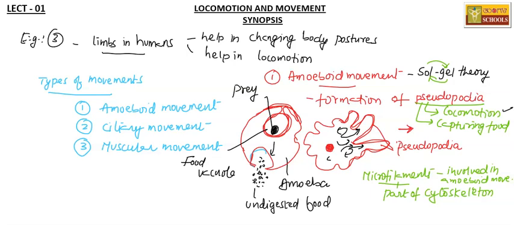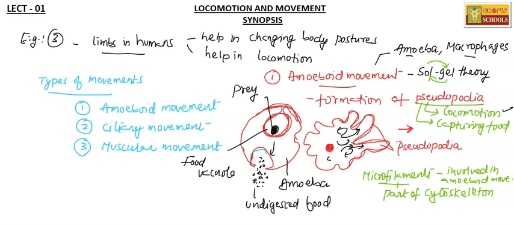You will see this in animals like amoeba, right? We will also see such movements in our body. There are certain cells called macrophages, which are a type of WBC. These macrophages also move exactly how this amoeba moves. So the macrophages show the amoeboid movement. Even the amoeba shows the amoeboid movement by formation of pseudopodia.